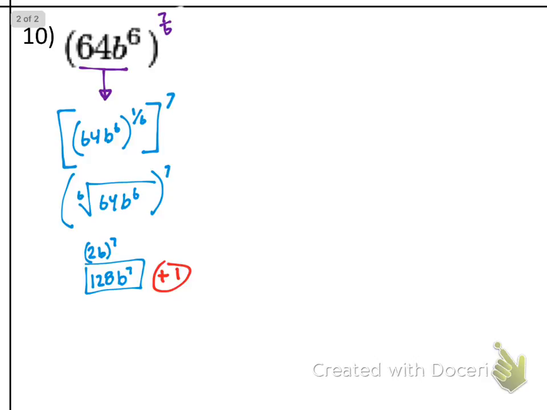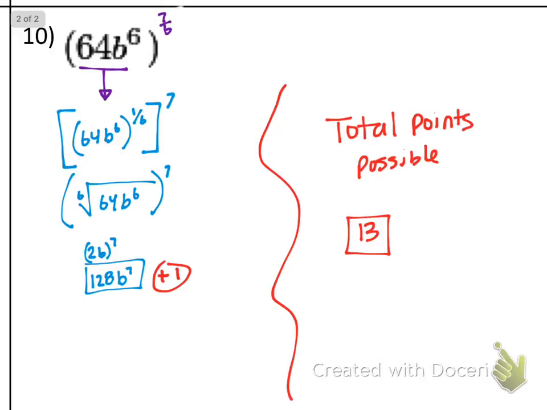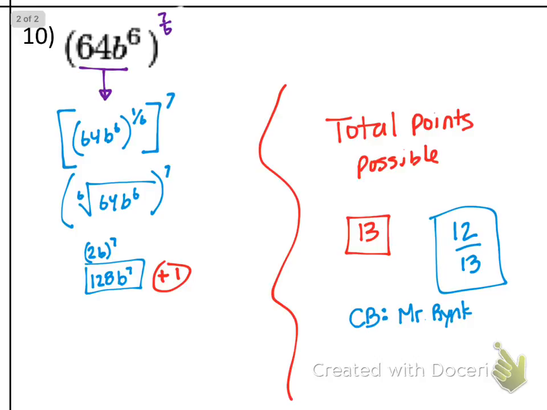Let's write this down. Just a final note, please tally up the total points they got at the top of the first page. So if they got like 12 out of 13, please put 12 out of 13. Also, we're not done yet. Please put CB next to that and then your name. So, if it was me, I'd put Mr. Rink, but you would put your first and last name there. And that's it. So you're tallying up the total they got.